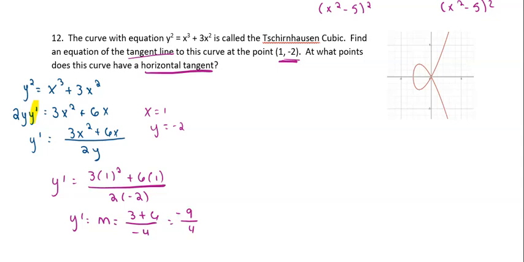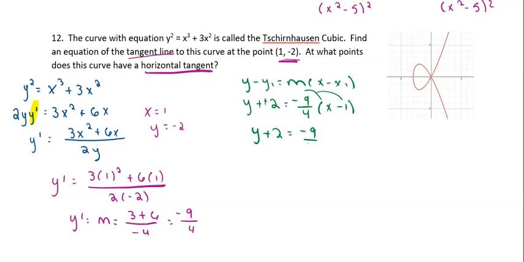So if we want the equation, our equation is going to look like y minus y1 equals m times x minus x1. So our equation is going to look like y minus negative 2 equals negative 9 over 4 times x minus 1. Add the opposite, distribute your negative 9/4. So y plus 2 equals negative 9 over 4 x, and then negative times negative gives us positive, so plus 9 over 4. Subtract your 2 from both sides. If I subtract 2 from 9/4, that's really like subtracting 8/4, so 9 minus 8 will give us 1/4. So we have y equals negative 9 over 4 x plus 1/4.